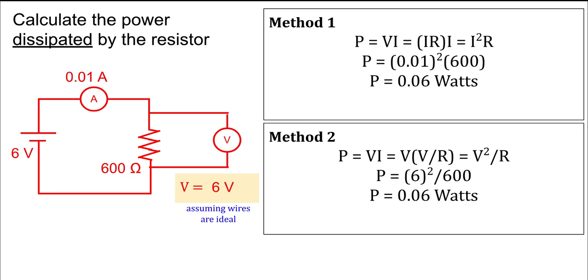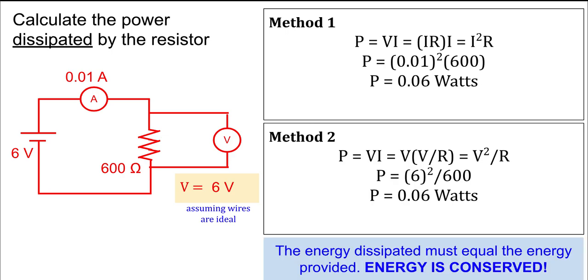But the main idea that I'd like you to understand from this is that the energy dissipated, meaning the rate at which the energy is dissipated, the power, must equal the energy provided. So 0.06 watts used, given off as heat by the resistor, equals 0.06 watts provided by the power supply or the battery.